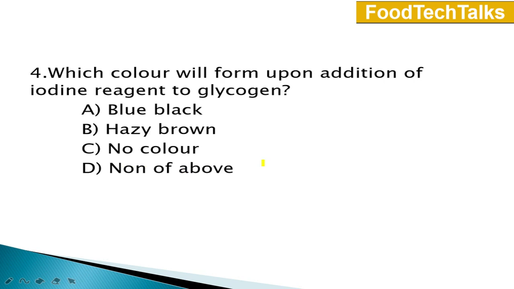Fourth question, which color will form upon addition of iodine reagent to glycogen? Options are A. Blue black, B. Hazy brown, and C. No color, and D is none of the above. Answer is option B. Hazy brown. Normally iodine will react with starch and it gives a blue black color, and with glycogen it gives hazy brown color.